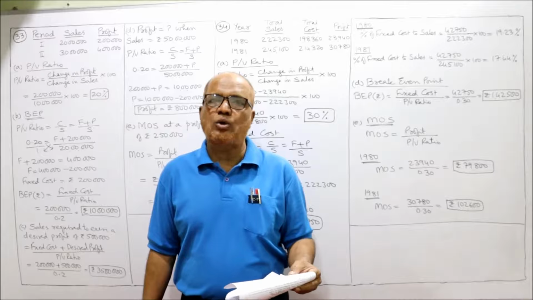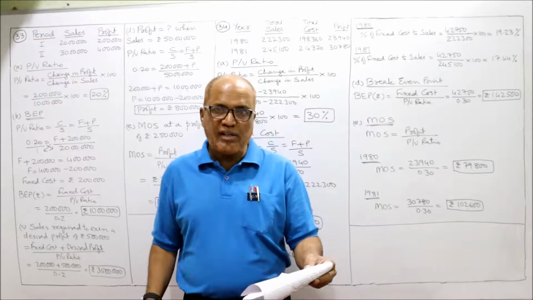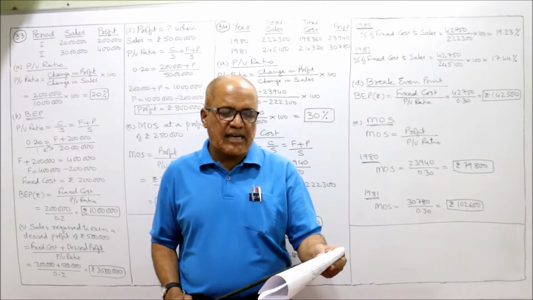Exactly similar to the previous problem. What is the new point? Total sales are given and total cost is given. We are not given the profit. In the previous problem sales and profit were given, but in this problem sales and cost are given.